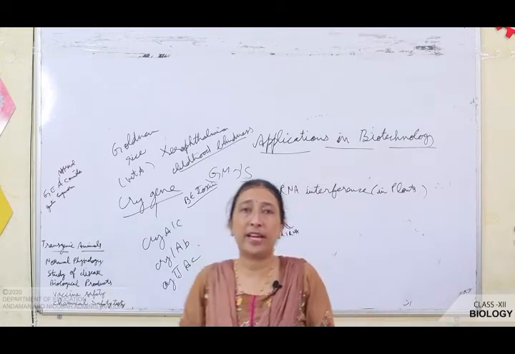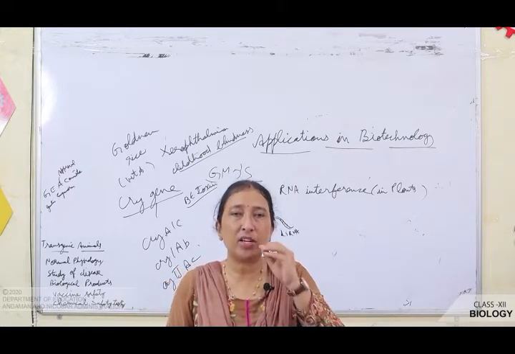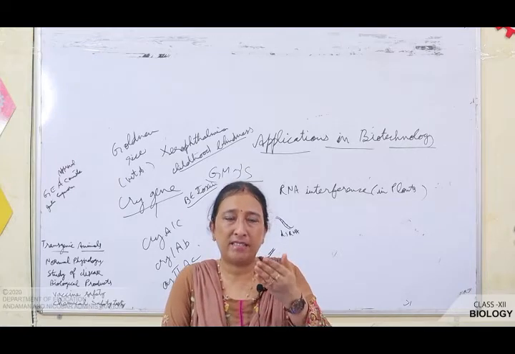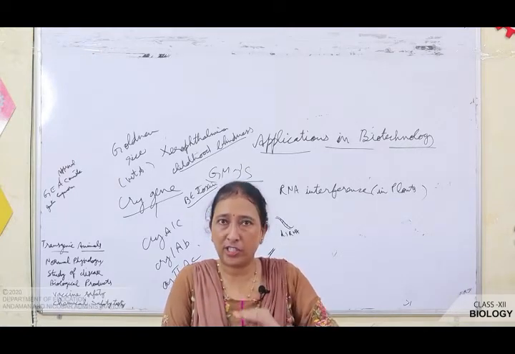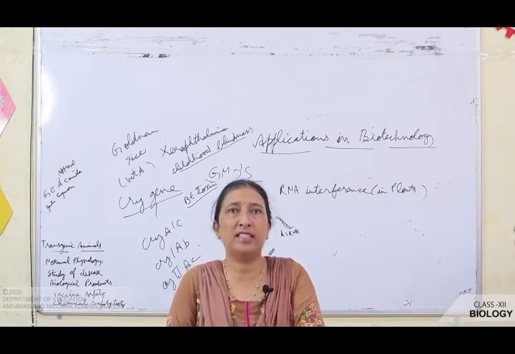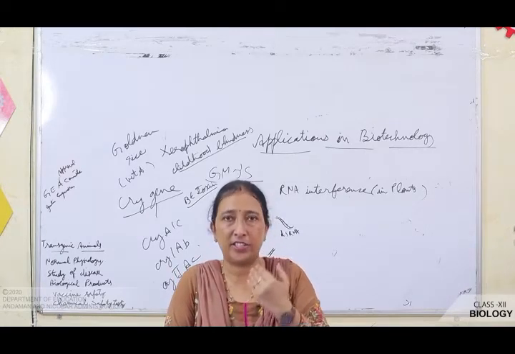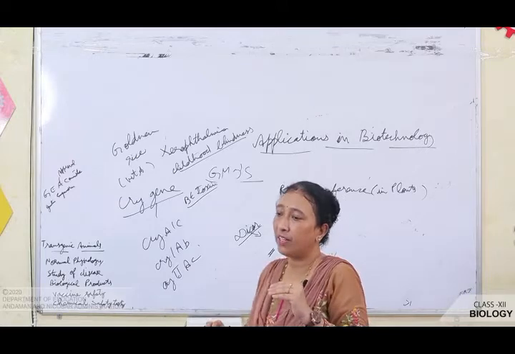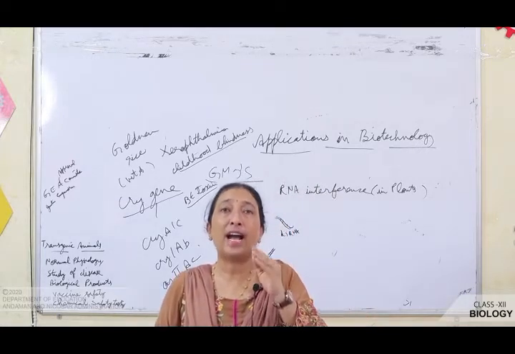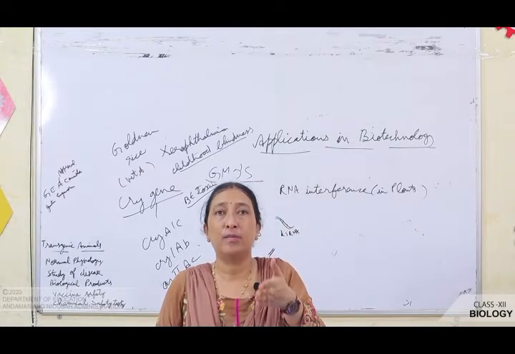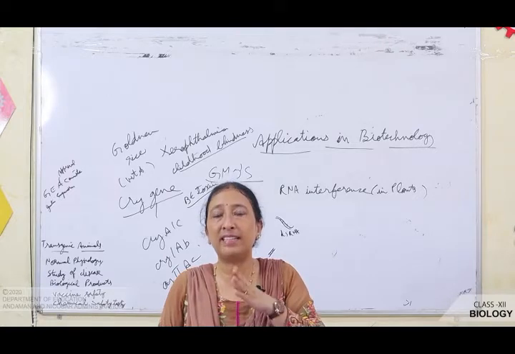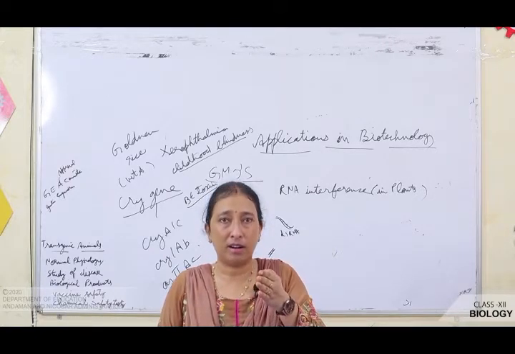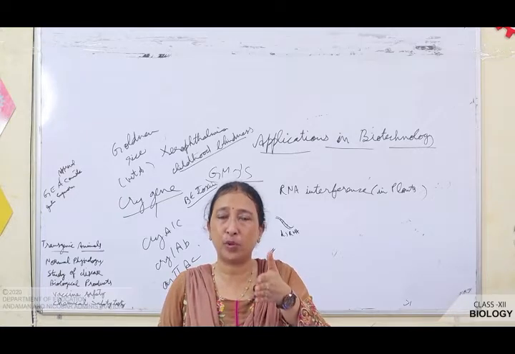Before that, what is the function of an RNA? It helps in the translation process. DNA to RNA is transcription, and RNA to protein is translation. So what is happening in RNA interference? RNA interference is not making the production of a protein; it is hampering the production of the protein.